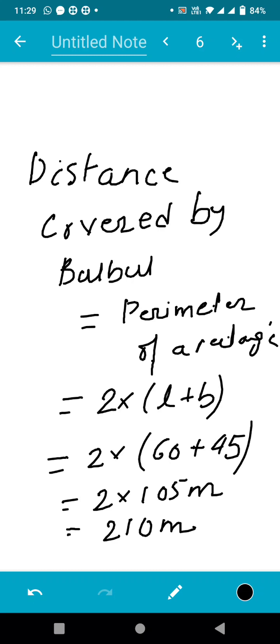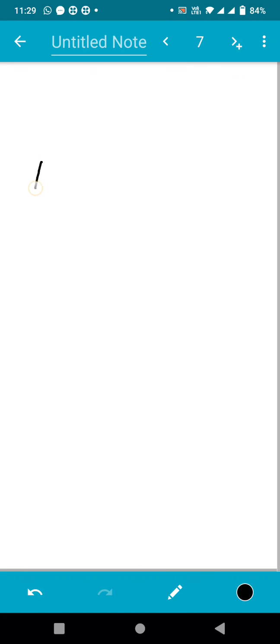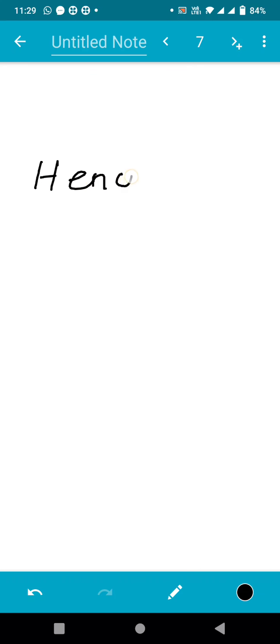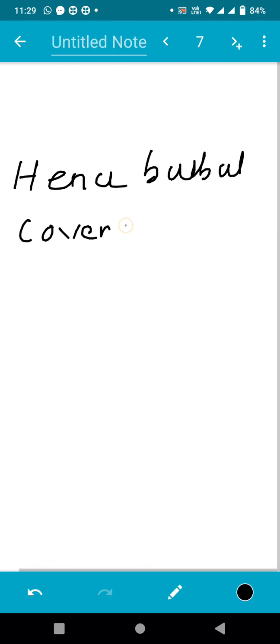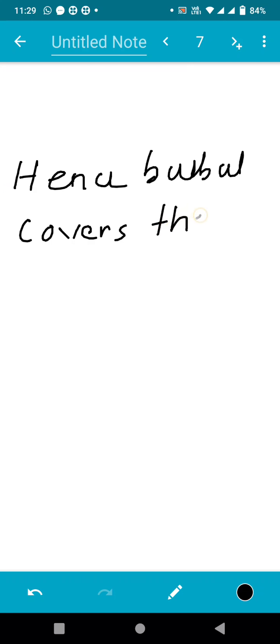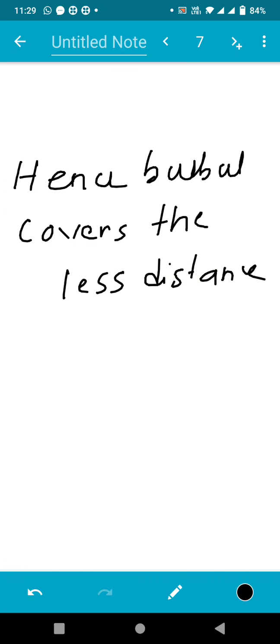So Sweetie is covering 300 meter and Bulbul is covering only 210 meter. So who is covering the less distance? We'll write it down. Hence, Bulbul covers the less distance. That's it, students. So this is the final conclusion of the sum.